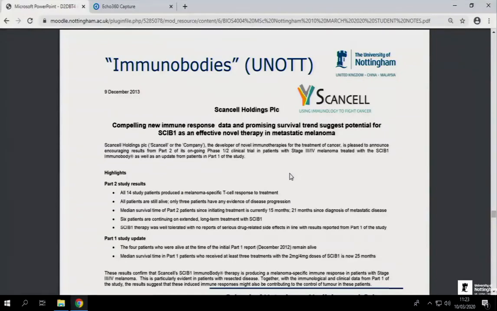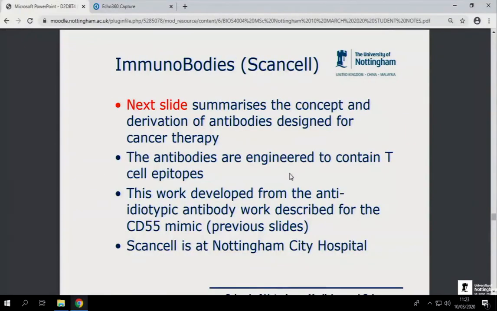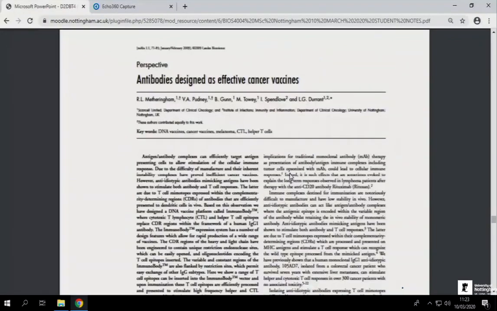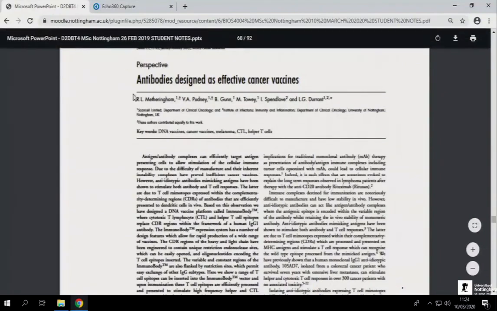It's a neat system, and that company's called ScanCell, and they're at the Queen's Medical Centre. The next slide now shows the concept derivation of it, which I'm not going to go into, but they're engineered to contain T cell epitopes which will switch on cytotoxic T cells which will kill the patient's own tumour cells. And that's the paper. Lindy Durrant is the senior author on that. That's a pretty good review, actually.